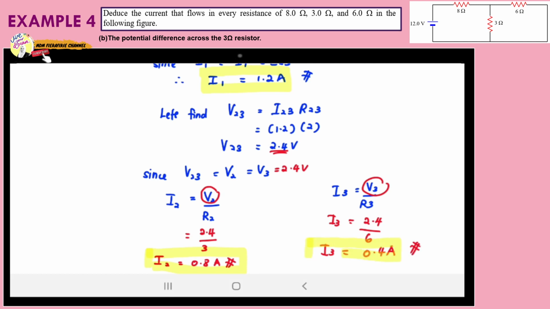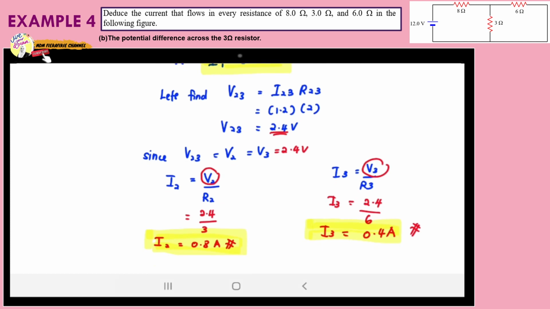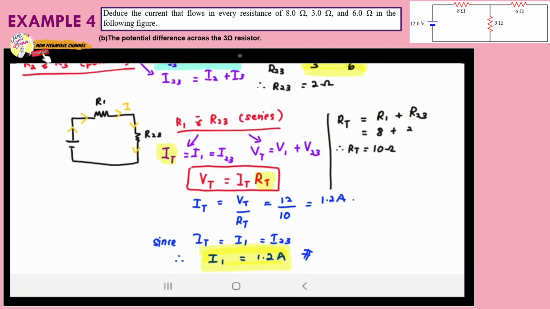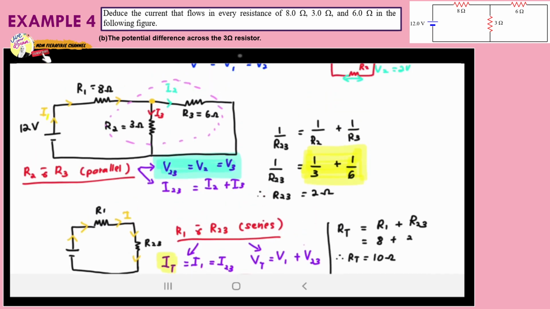So kita dah menjawab soalan lah. Kita dah cari I1, I2 dan I3. Okay, boleh? Good. Now for part B, calculate the potential difference across the 3 ohm resistor. So berdasarkan labeling kita tadi, 3 ohm resistor kita adalah here, R2. Maknanya kita nak menjawab soalan R2 lah, V2. Kita nak kira potential difference across R2, so dia adalah V2.